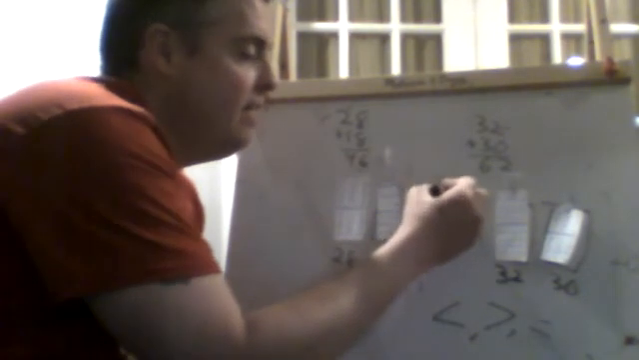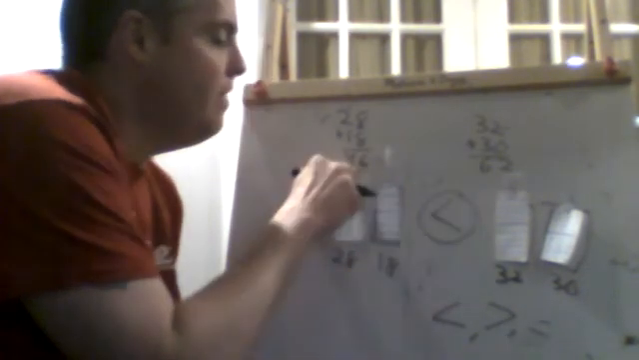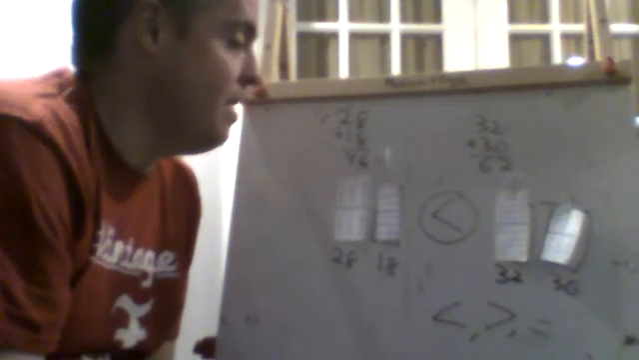Well, what's greater? So I would read it as 46 is less than 62. Okay, that's the way you can make your symbols. Because if I combine these two here and I combine these two here, that's how I get it.